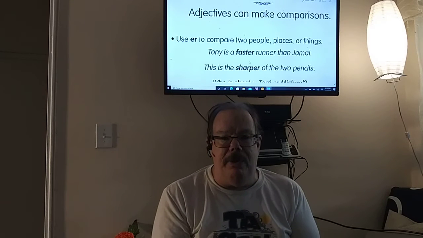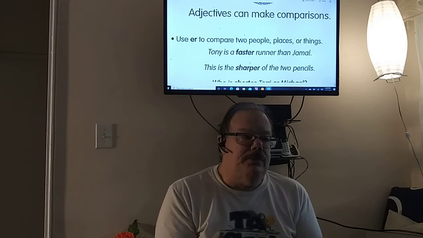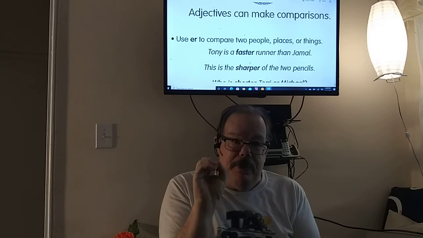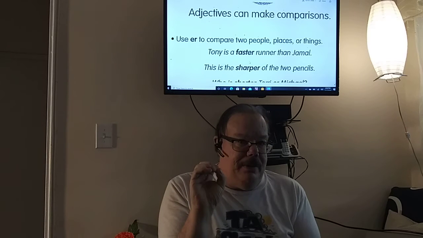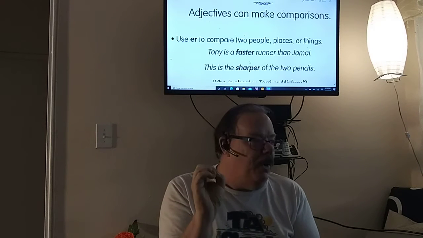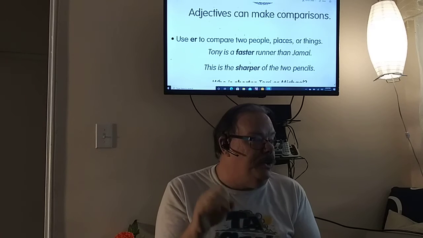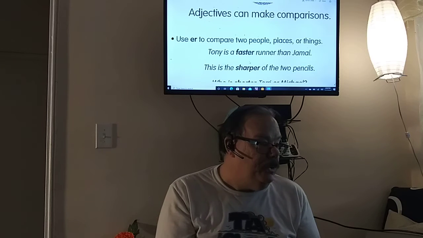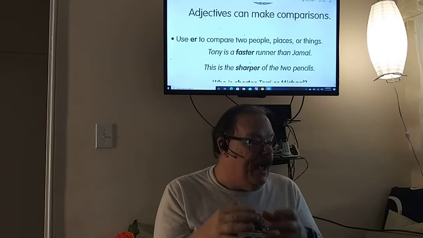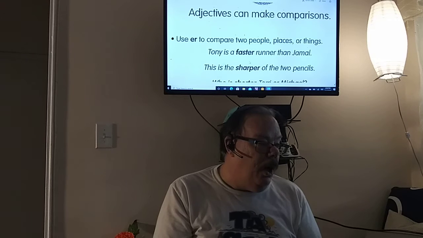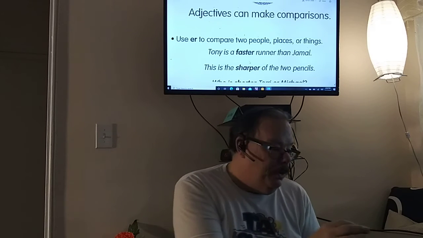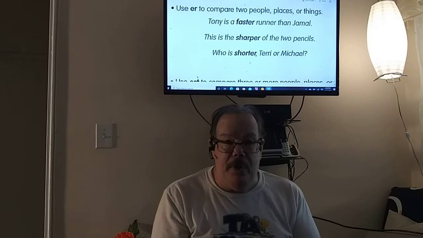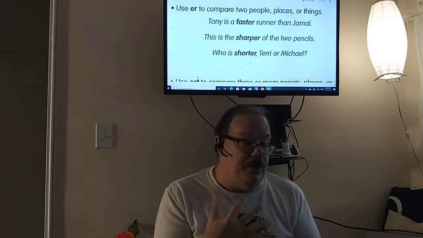Okay, so adjectives make comparison. Now, stay tuned for the end of the lesson because I'm going to give you a tip about adjectives that many people don't know. Okay, so use ER to compare 2 people, places, or things. So Tony is a faster runner than Jamal. Or this is the sharper of the 2 pencils. Okay. Who is shorter, Terry or Michael? So we're comparing 2 things.